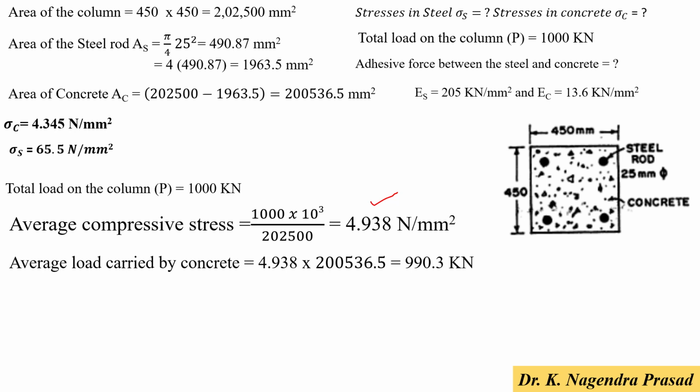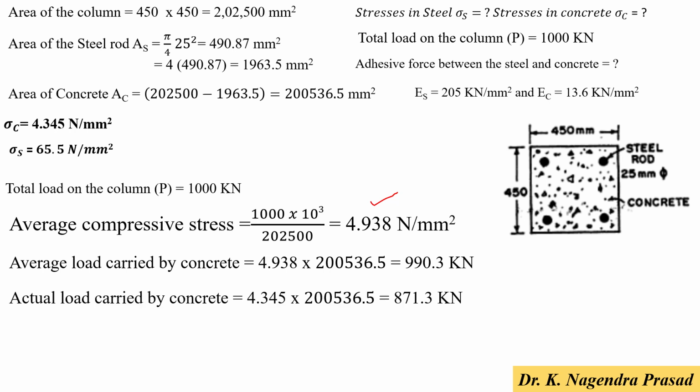But what is the actual load carried by the concrete? That is the stress into cross sectional area. So the actual load carried by the concrete equals the stress in the concrete, that is 4.345 Newton per mm square, into the cross sectional area, 536.5... then the actual load carried by the concrete equals 871.3 kilonewtons. Then the adhesive force is the average load carried by the concrete minus the actual load carried by the concrete, that is 990.3 minus 871.3, equal to 119 kilonewtons.